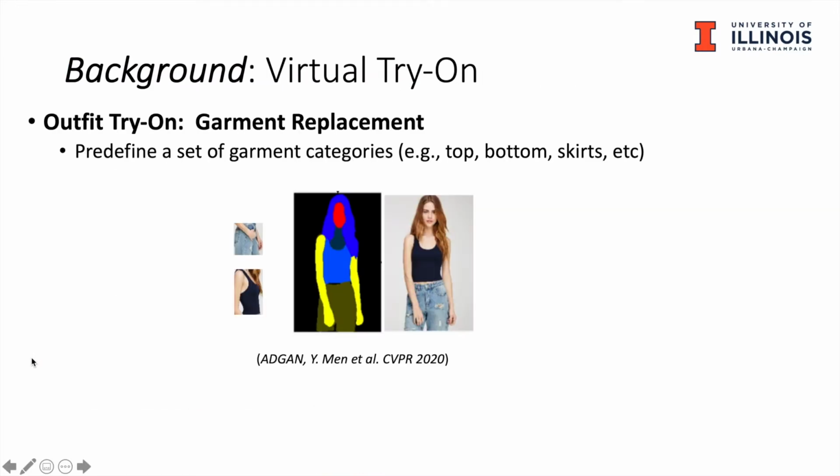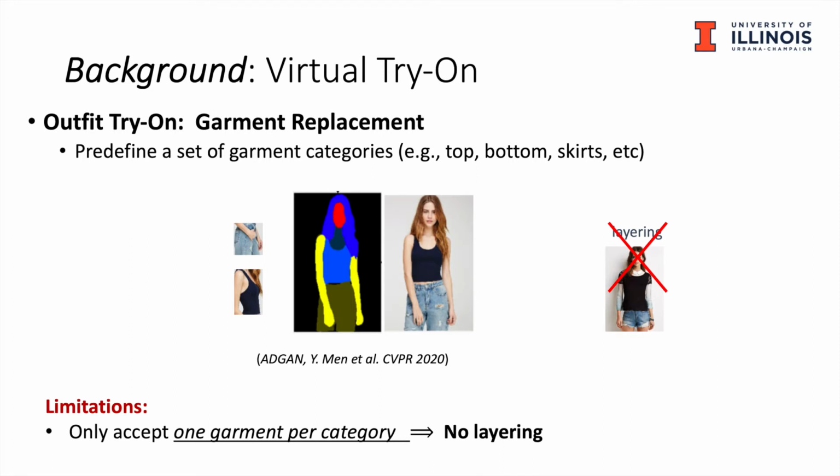A little bit of background about virtual try-on. Virtual try-on is usually solved as a garment replacement problem, which means a model will predefine a set of garment categories, and when a person wants to try on a new garment, the model will replace the old garment in the same category with the new garment. This is to say, there is a one-garment-per-category assumption in all previous work. This assumption makes layering unavailable.